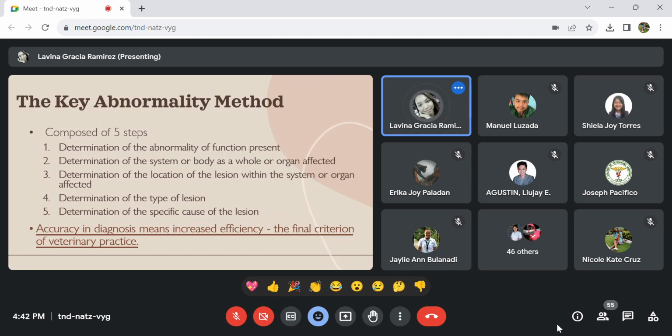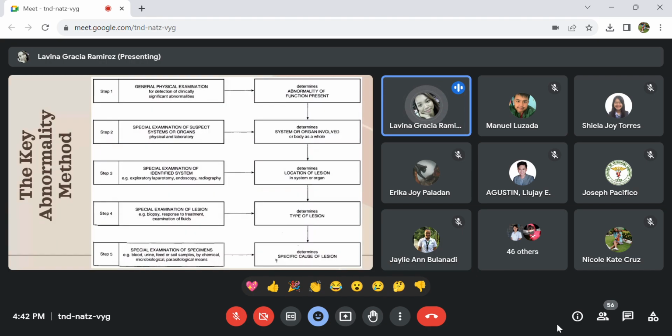Okay, so the accuracy in diagnosis means increased efficiency. This is the final criteria that you will need in understanding disease process. And that is your key to have a successful veterinary practice: accuracy in the diagnosis. I got this from Radostits, so you can read more of this, since it is part of your exam, no? You will see it there. Most of the inclusions of these presentations came from that book.